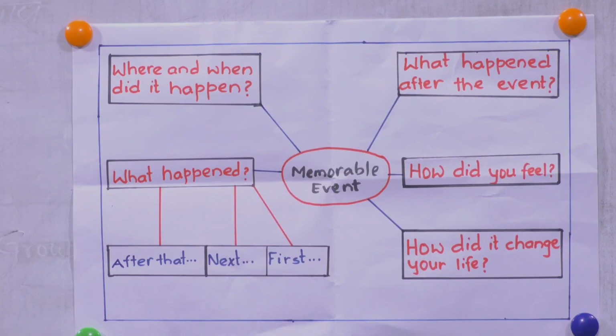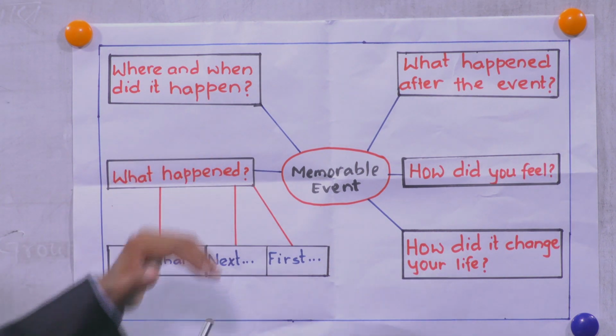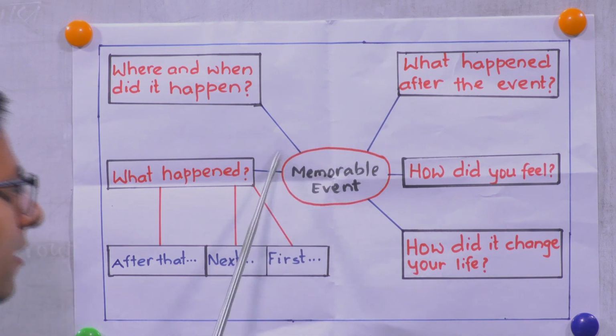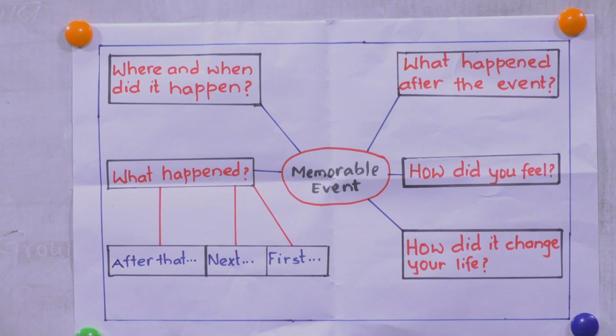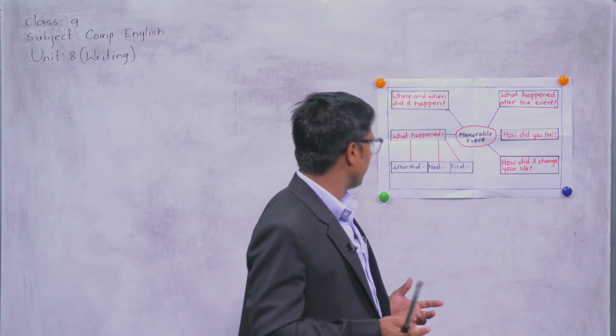And here are some questions that you have to answer. You have to make a list of answers, and later you have to develop them into a paragraph. So see there on the chart. Look at the first question: where and when did it happen? That means the event. First, recall one of the events. Dear students, recall one event that happened in your life, which has changed your life, or which has brought some changes in your life, or which you think is very important for you.